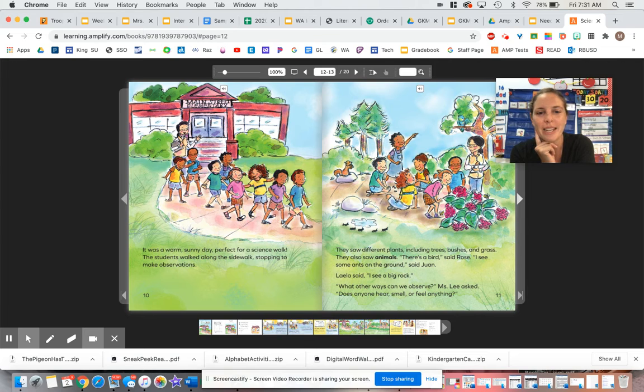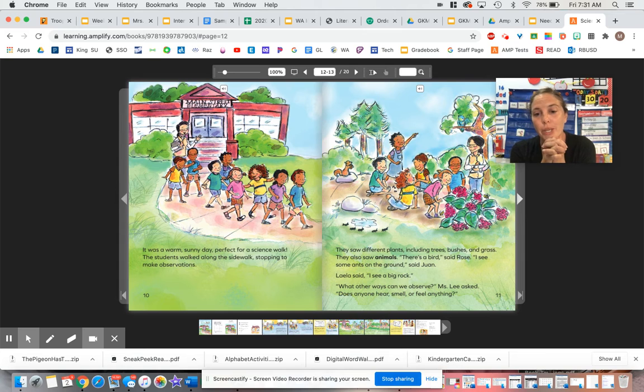It was a warm, sunny day, perfect for a science walk. The students walked along the sidewalk, stopping to make observations. They saw different plants, including bushes, trees, grass. They also saw animals. There's a bird, said Rose. I see some ants on the ground, said Juan. Layla said, I see a big rock.